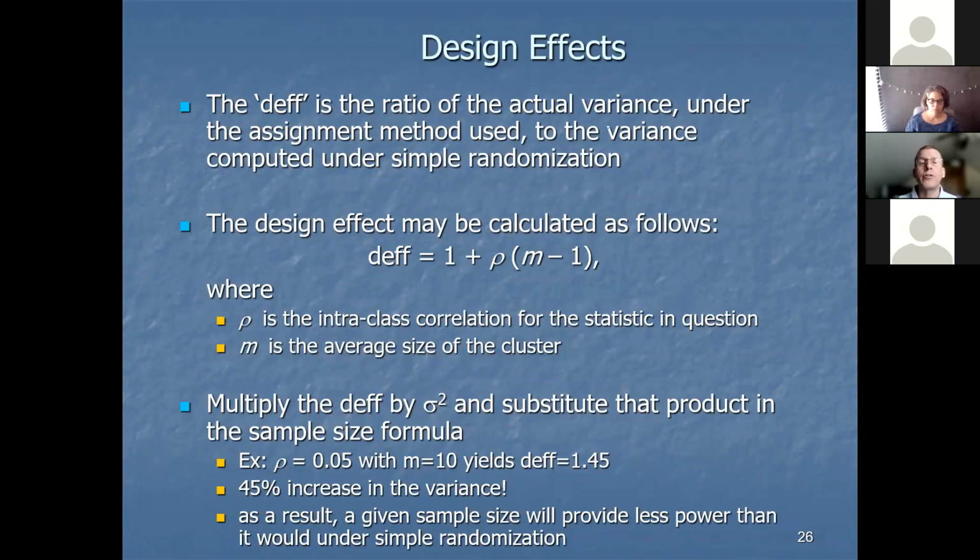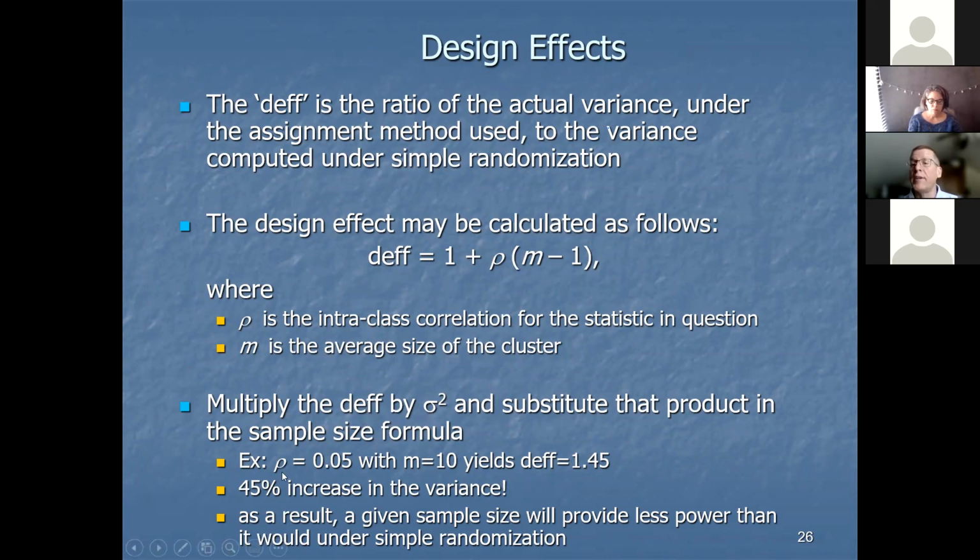And that can be captured through what's called the design effect. The design effect can be written in this way, where I have 1 plus the ICC, which is the intraclass correlation, times the average size of the cluster minus 1. So the size of the clustering, if I'm randomizing clusters of 10 patients or 15 patients or 4 patients, that's going to come into this as well. What I'm going to do is multiply that design effect by the variance in my sample size formula. And so the impact is through that design effect.